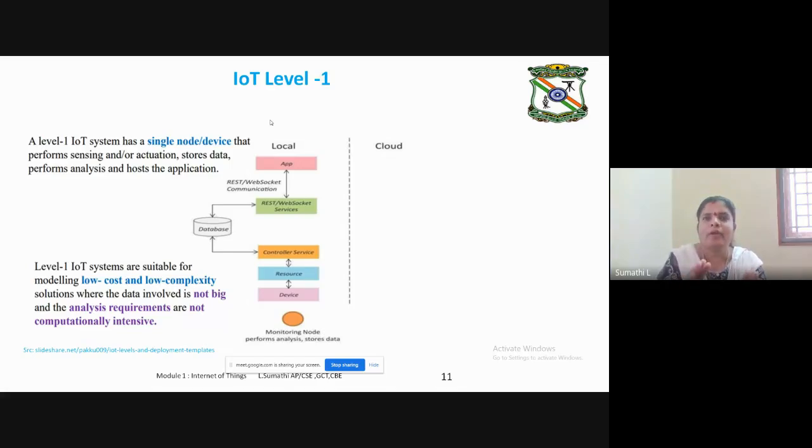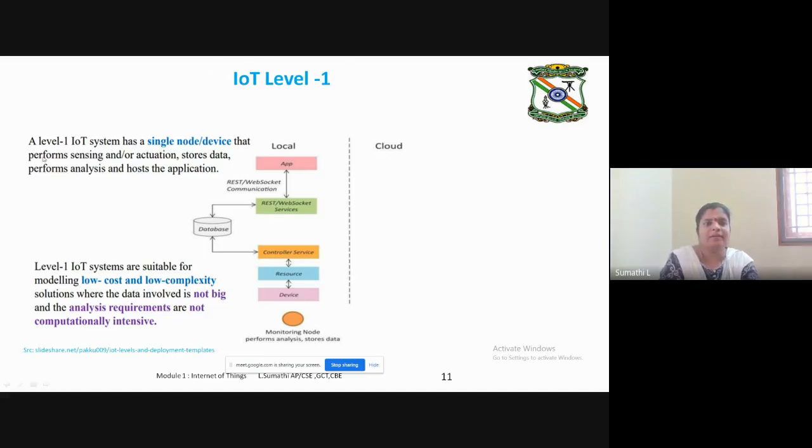Whether you are deploying all the components of this IoT system in local or cloud, or which part you are going to outsource or place in your cloud, and in your local, how these components interact with each other.